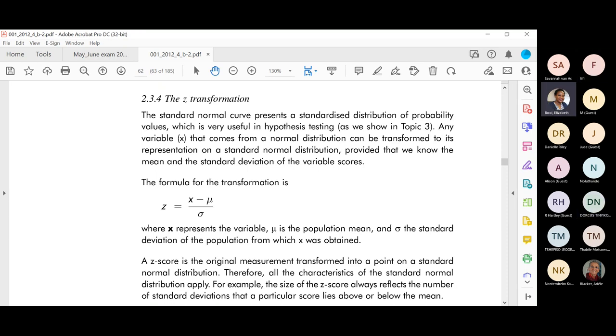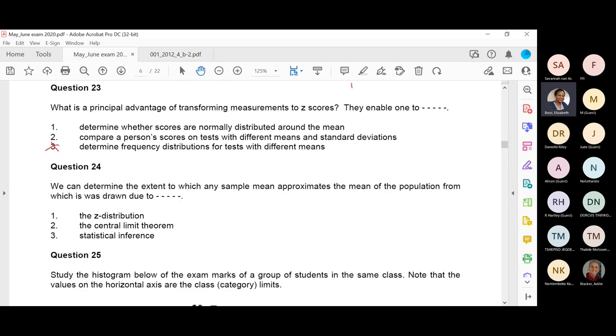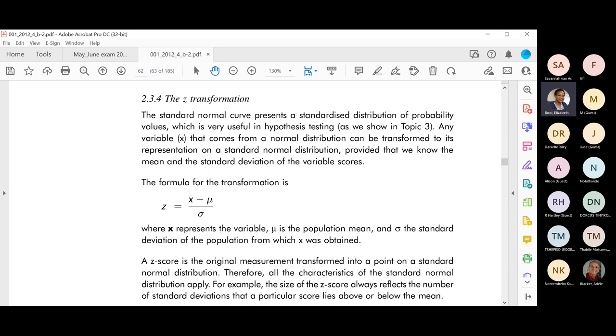The formula to transform is that where X represents the variable, the mean of the population, and the standard deviation of the population from where the X is obtained. But this whole paragraph talks to the z transformation. Any X value that comes from a normal distribution can be transformed to its representation on a standard normal distribution, provided that we know the mean and the standard deviation of those variables. They enable one to determine whether the scores are normally distributed, and compare scores with different means. You see, that's the other problem that we have here.